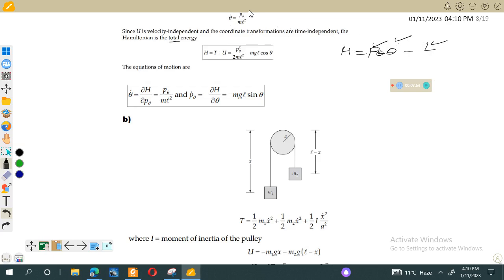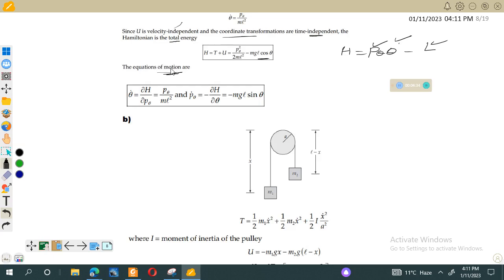When we plug the above values into this equation, this will give H equal to p theta squared over 2 m L squared minus mgL cos theta, which is equal to the total energy. It means the energy of this system is conserved. Also, we can see that U is velocity independent, meaning the potential energy does not depend upon the velocity, and the coordinate transformations are time independent. It means the total energy will not change with respect to time, and the system is conservative.